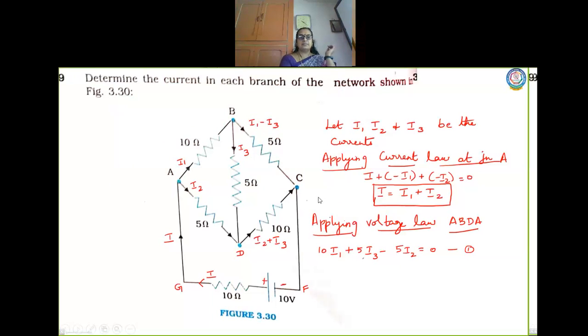Let us start from A, children. A to D. So it is positive because current direction is along my direction. So it is 5 into I2. Now here see, again it is correct. So I2 plus I3 into 10. Now there is no resistor here. There is a potential which is from negative to positive. So I can write plus here. Now here I have 10 into I.